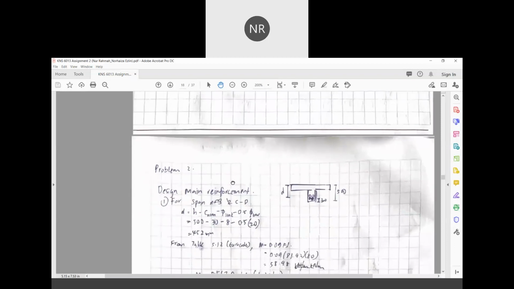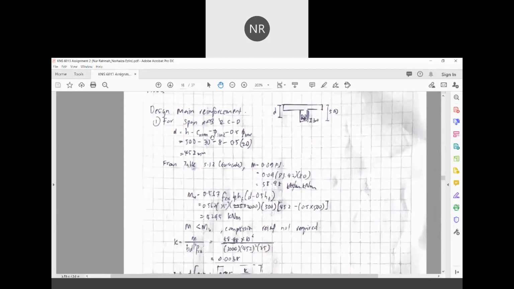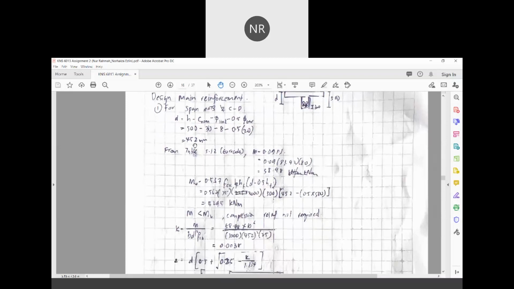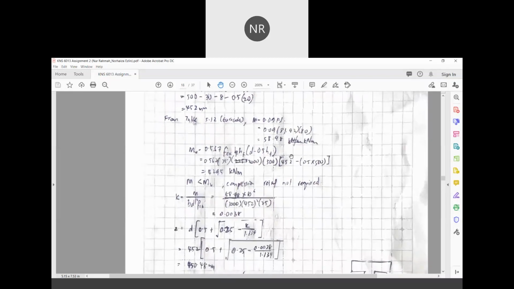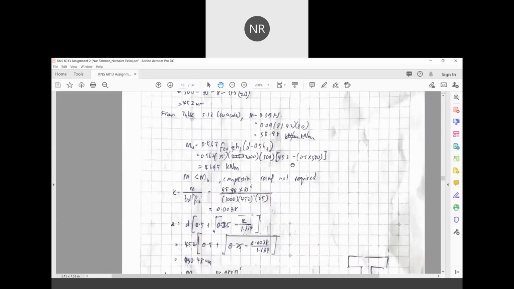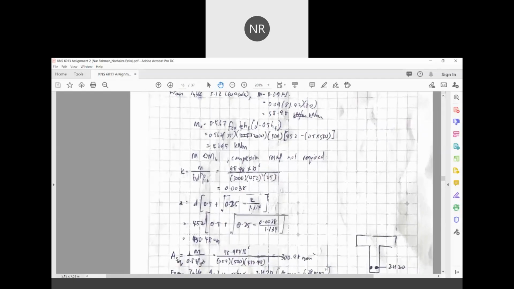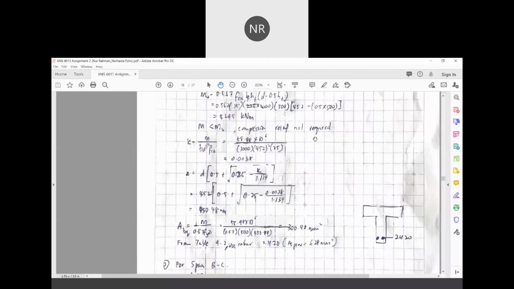So for the next step, we need to design the main reinforcement. For span AB and CD, the value of d is equal to 452. And then from the table in Eurocode, we can get the moment as 58.98 kilonewton meter, and also the limiting moment, which is equal to 4,295 kilonewton meter. Since the value of moment is less than the limiting moment, compression reinforcement is not required.